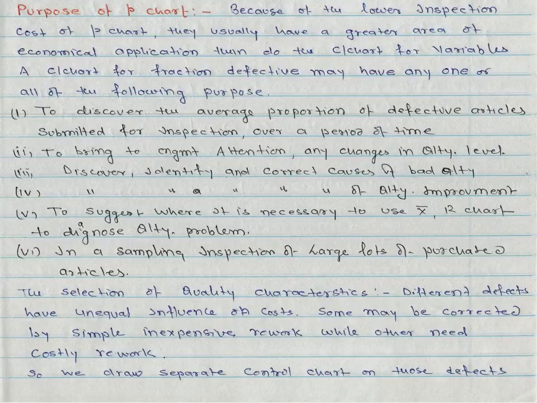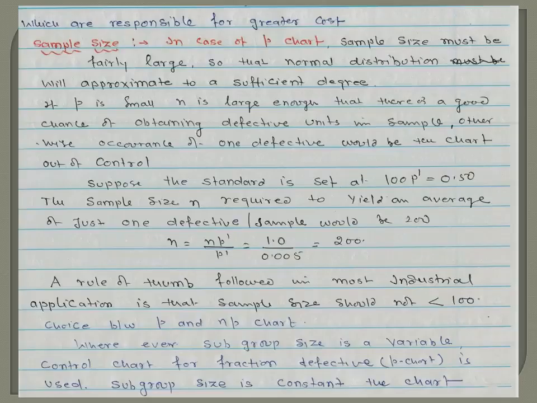In some situations, the defects may be corrected at very little cost, and sometimes the cost to rework is very large. So we draw separate control charts on those defects which are responsible for greater cost.